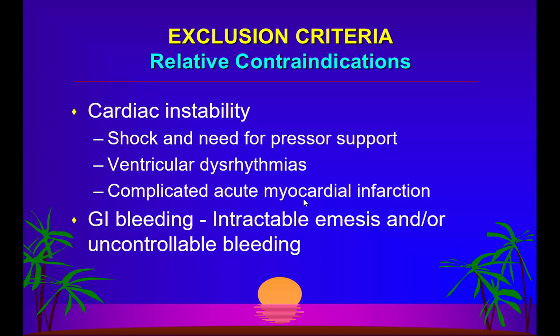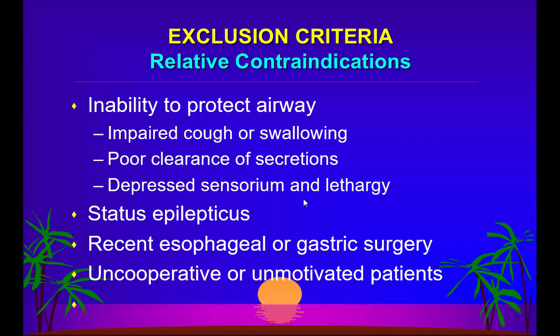GI bleeding, intractable emesis or uncontrollable bleeding, these are again the indications where possibly invasive ventilation is better than non-invasive ventilation, because again there is a high risk of aspiration. The patients die of aspiration. It is not the amount. It is how much the patient is choking, how much the patient has the ability to clear his airways.